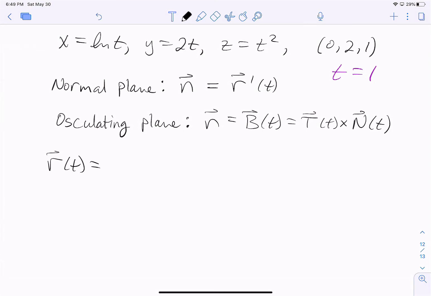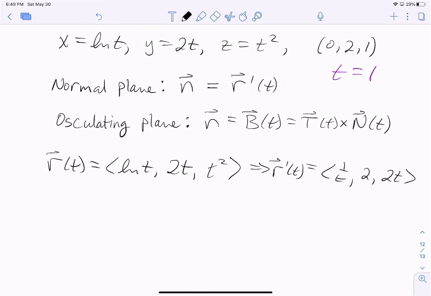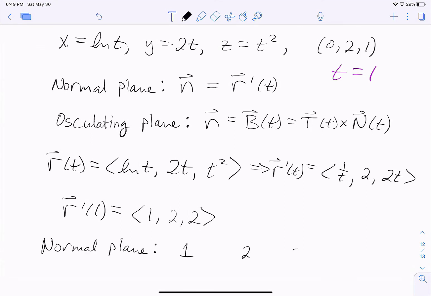r of t is equal to the natural log of t, 2t, t squared, which means that r prime of t is equal to 1 over t, 2, 2t. And it follows that r prime of 1 is then going to be (1, 2, 2). That gives us a direction for the normal plane. We can find the normal plane now. It's the plane with the direction vector (1, 2, 2), and goes through the point (0, 2, 1).